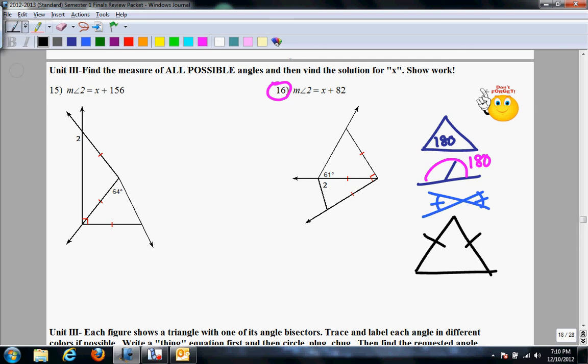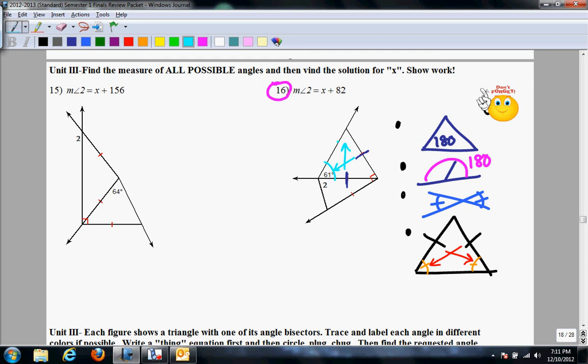angles. So when you do your hatch marks like that, you follow the hatch marks like arrows, and then you get your two equal angles. Two equal sides, two equal angles. So using these four properties, 1, 2, 3, 4, let's see what we can find here. So at number 16, we have two equal sides, which means we have two equal angles.